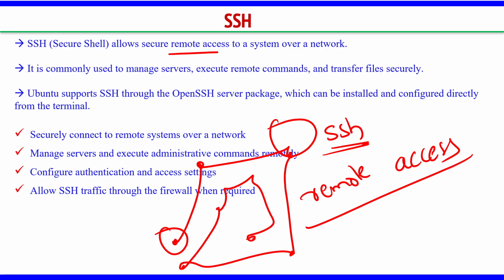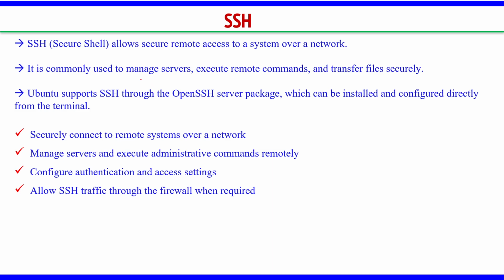But it has a lot of stuff to talk about in networking and cryptography. Public key, private key, all that stuff comes into SSH. But from a networking perspective, we need to enable SSH to allow remote access to a system over a network. Within a network, I can connect using SSH. So SSH should be enabled. It is commonly used to manage servers, execute remote commands and transfer files securely.